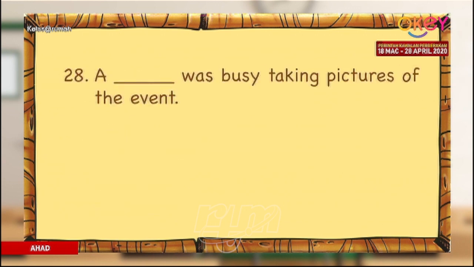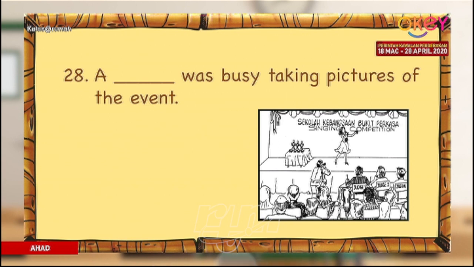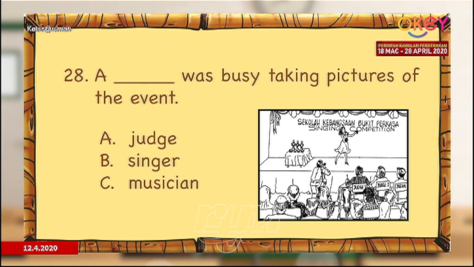Number 28. A, was busy taking pictures of the event. These are the options given. A, judge, B, singer, C, musician, or D, photographer.